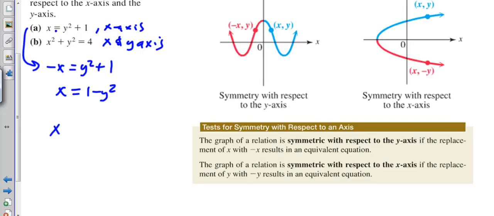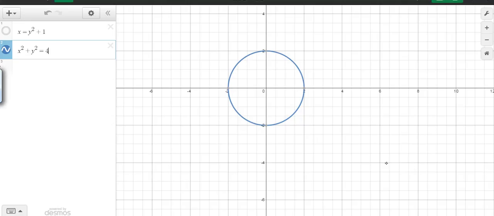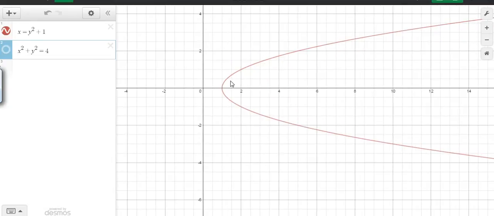But if I do this, x equals negative y squared plus 1, I get x equals y squared plus 1, because when I square negative y, that's negative y times negative y, which is just y squared. Now this is equivalent to that guy, right? So because I replaced y with negative y, this is symmetrical with the x-axis. And we found that to be true when we used Desmos, because we can see in the graph that this is being cut in half by the x-axis.